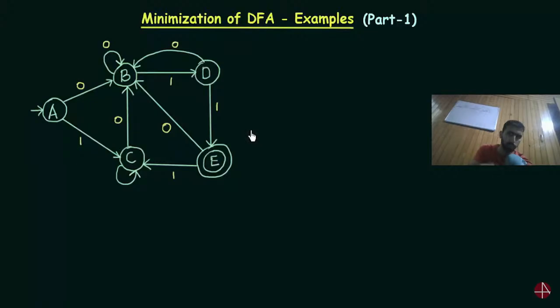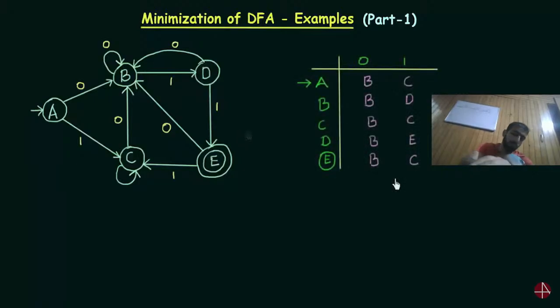So the first step in doing this is to draw the state transition table for this DFA. So here I have drawn the state transition table for this DFA. We have 5 states A, B, C, D and E, and A is the starting state or the initial state, and E is the final state. And on getting inputs 0 and 1, these are where these states go to.